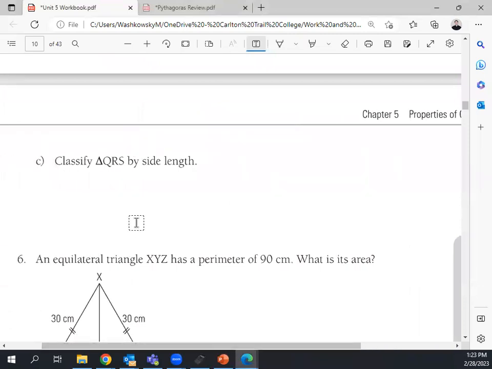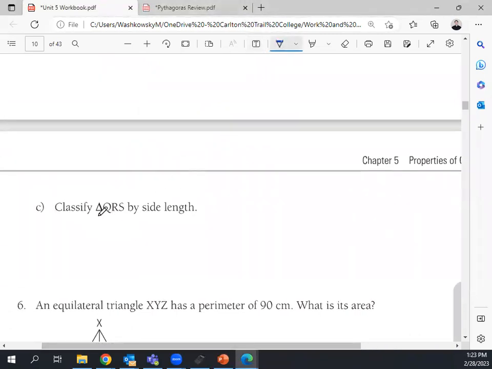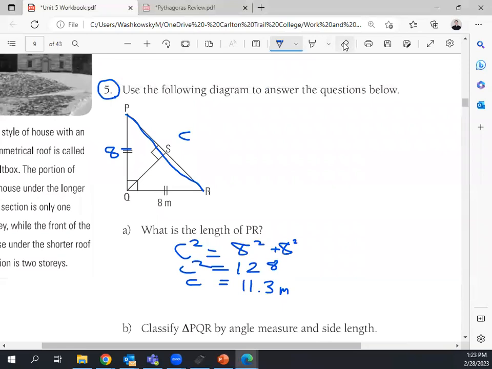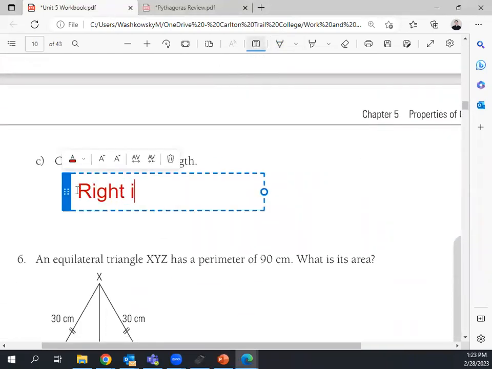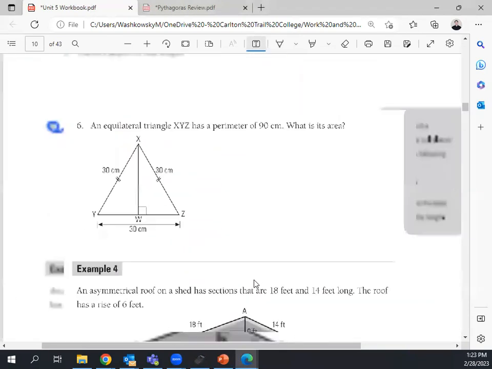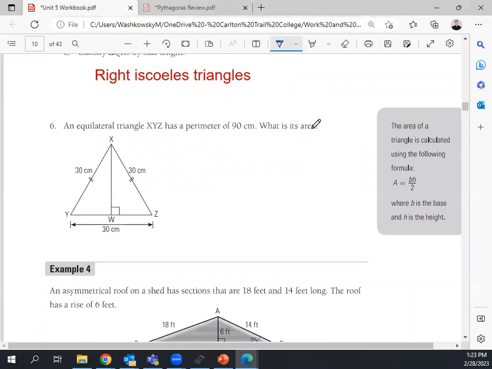And then question C, so it wants you to classify QRS. And like I said, there's a couple of triangles in here. That's still the same, it's still the exact same. So now once you do this one here, that one is still going to be a right isosceles triangle. Question 6 involves an area question, a blast from our past, if you remember this formula here.